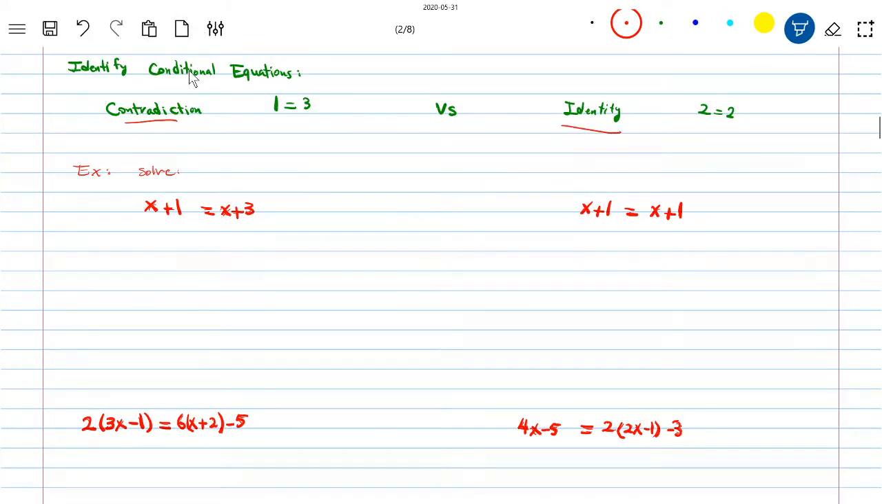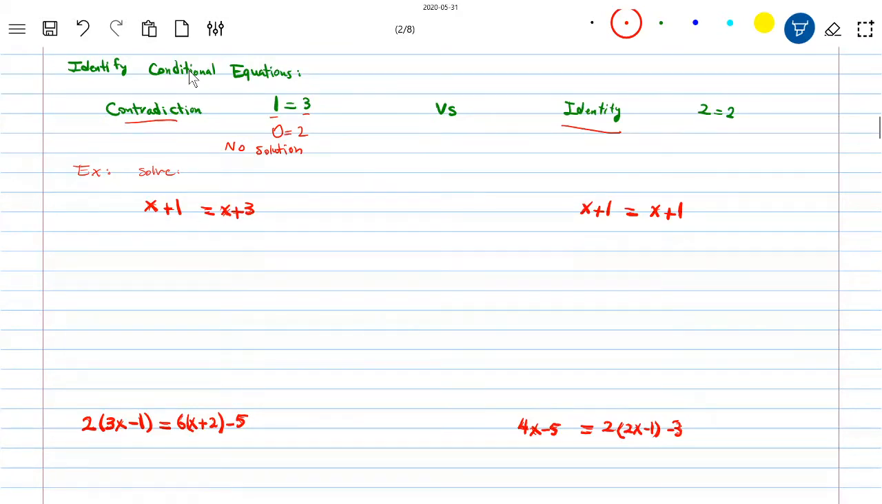So if you solve an equation, it's possible to end up with something like 1 equals 3, which is a false statement. You might end up with 0 equals 2. As long as it's a false statement, you can say there is no solution, because you end up with a false statement. There is no possible way that this equality holds.